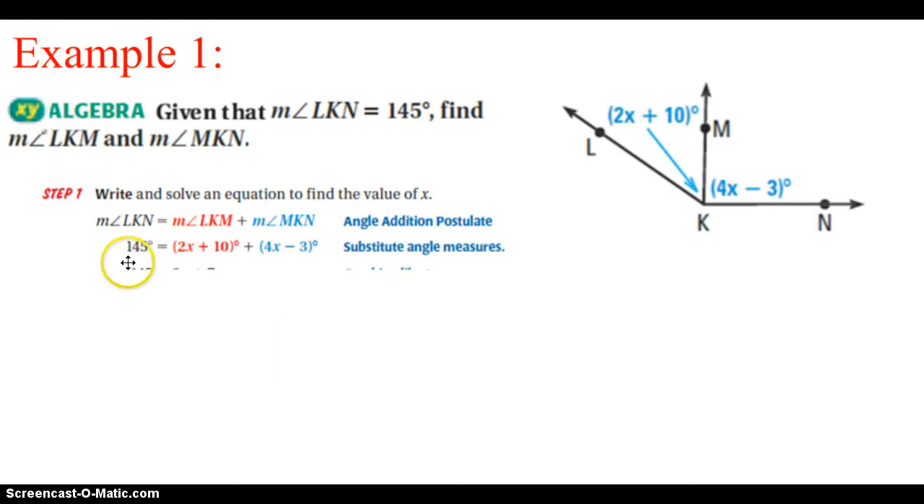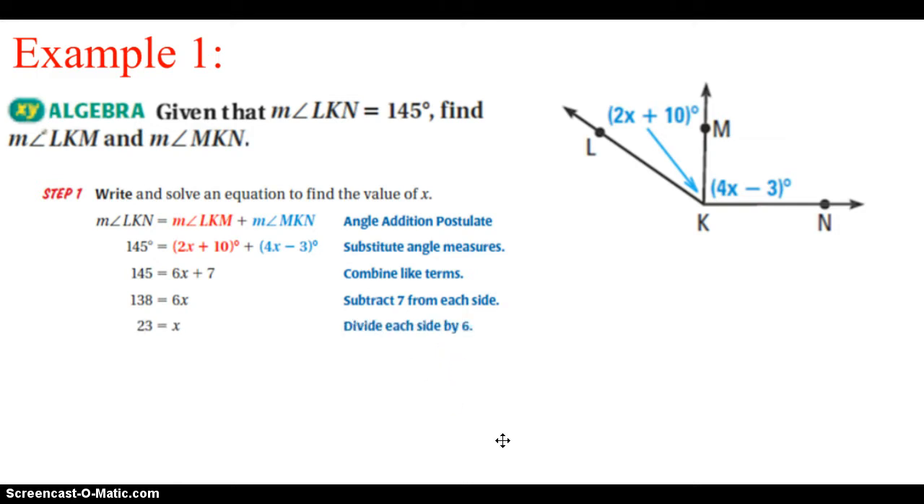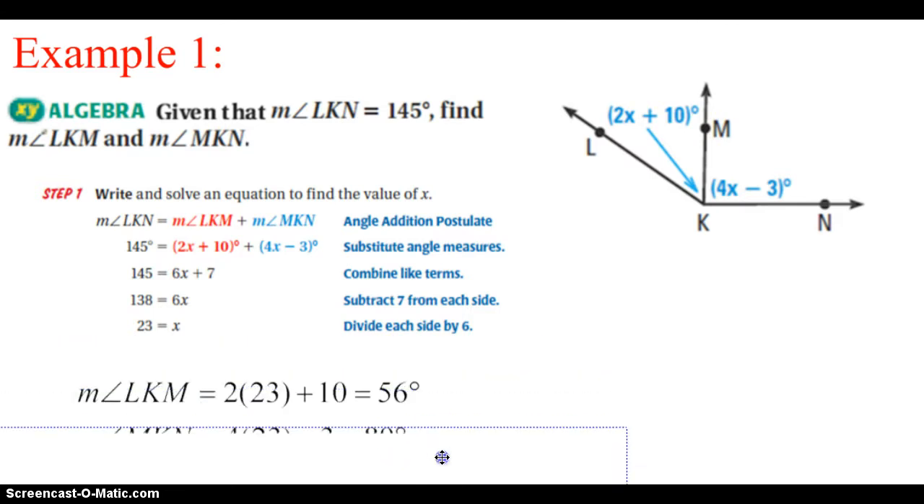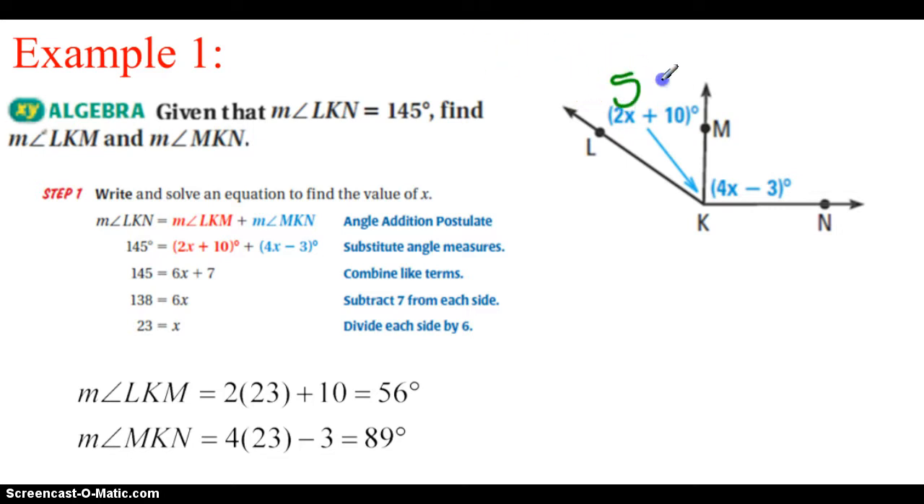So if the whole angle's 145 degrees, then the two small angles, 2x plus 10 plus 4x minus 3, has to equal the 145. Now I solve. You can make that 6x plus 10 on the right, and then you solve. You subtract 7, and then we divide by 6, and in this case, x is 23. Please be careful. I'm not asking you for what x is, so I want what LKM is and MKN, so you need to plug them back into both, and you will get 56 and 89. These are self-check problems. If you get 56 here and 89 here, then you better make sure those together equal 145, and they do.